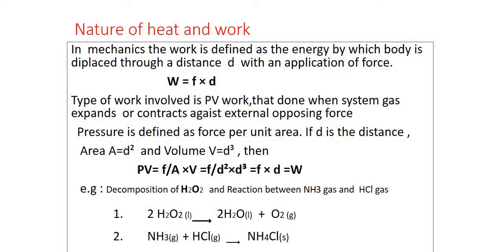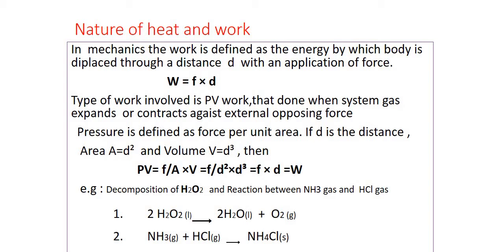So the type of work involved in PV, that is pressure-volume work, is done on the system when a gas expands or contracts against an external opposing force. Pressure P is defined as force per unit area. If d is the distance, A is the area and V is the volume, then V is equal to d cube and area is equal to d square. The equation for PV is equal to F upon A into V. Putting the values of A and V, we get F upon d square into d cube. So d can cancel. So F into d is equal to W.